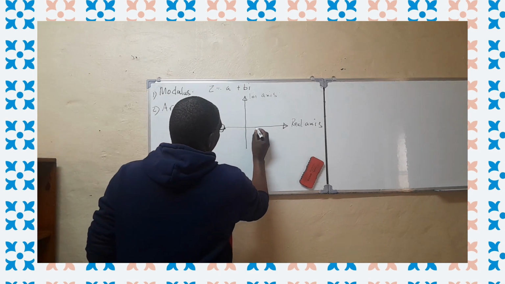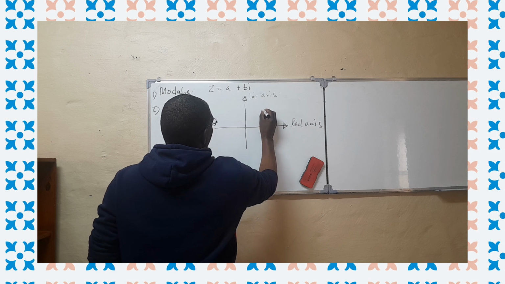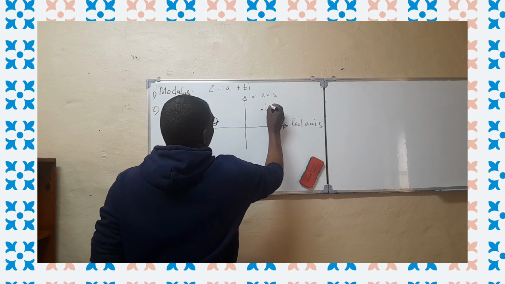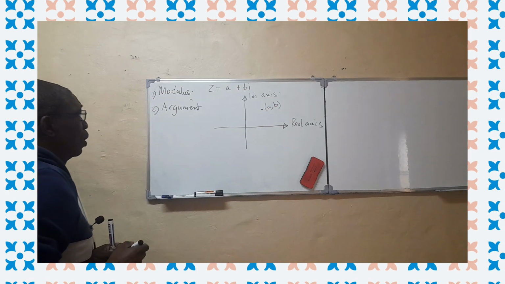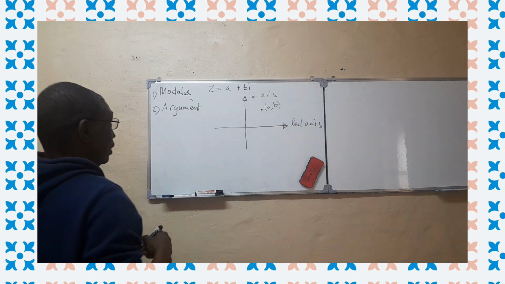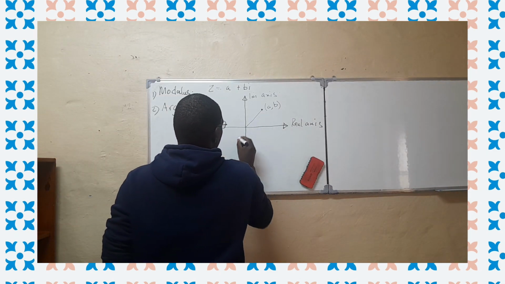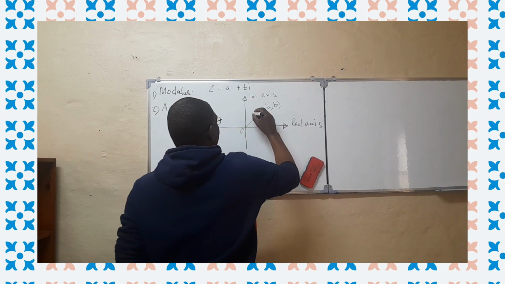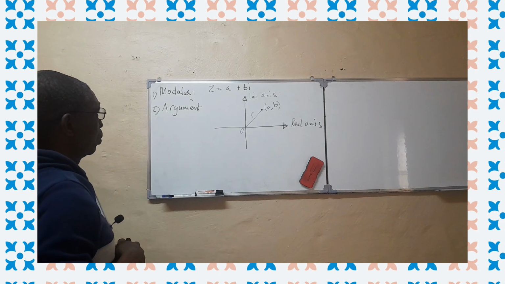So when you've got your complex number a plus ib, you go a units along the real axis and b units along the imaginary axis, and you are here somewhere. So this would be your point (a, b) representing your complex number. Again, you can join this point to the origin, and the length of this line is also now called the modulus of your complex number z.